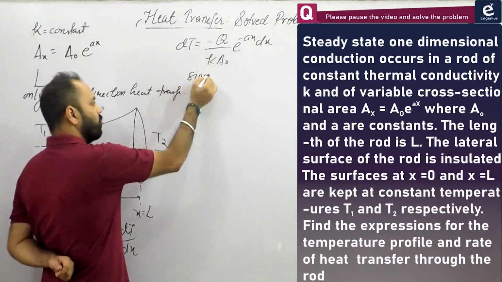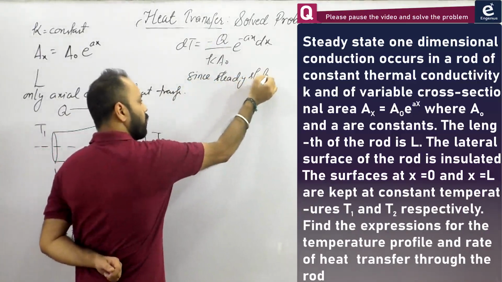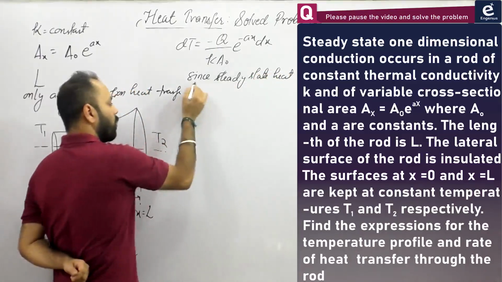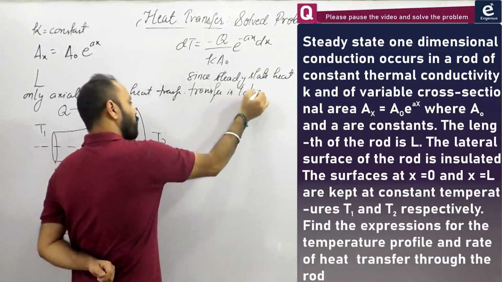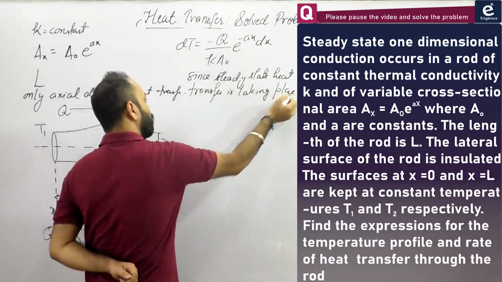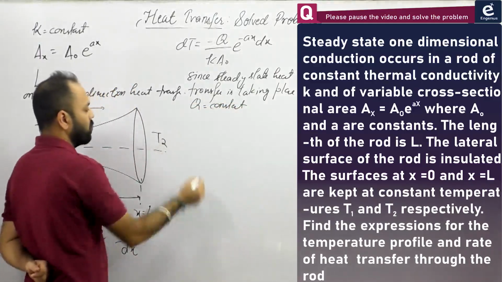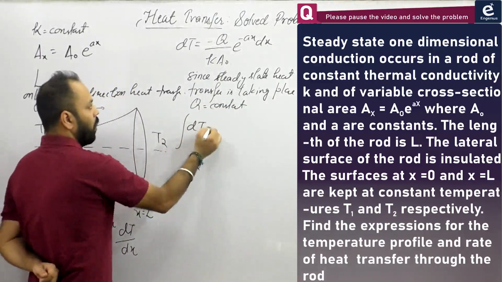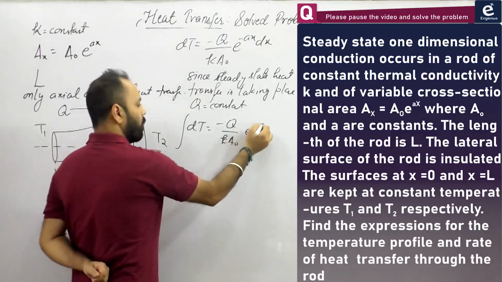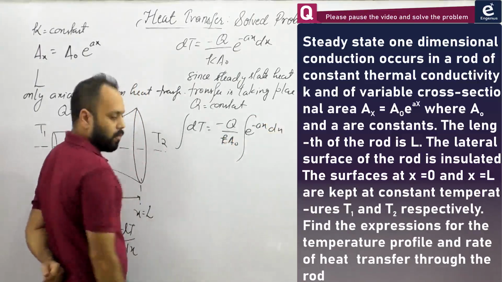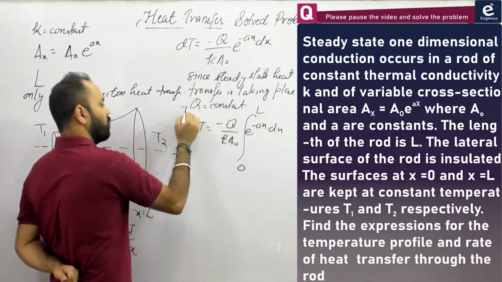Since steady state heat transfer is taking place, Q is constant, but flux is not. Please note, if Q is constant, I can integrate this: dT equals minus Q by K A naught, e raised to the power minus ax dx, from when x was 0, temperature was T1, to when x was L, temperature was T2.